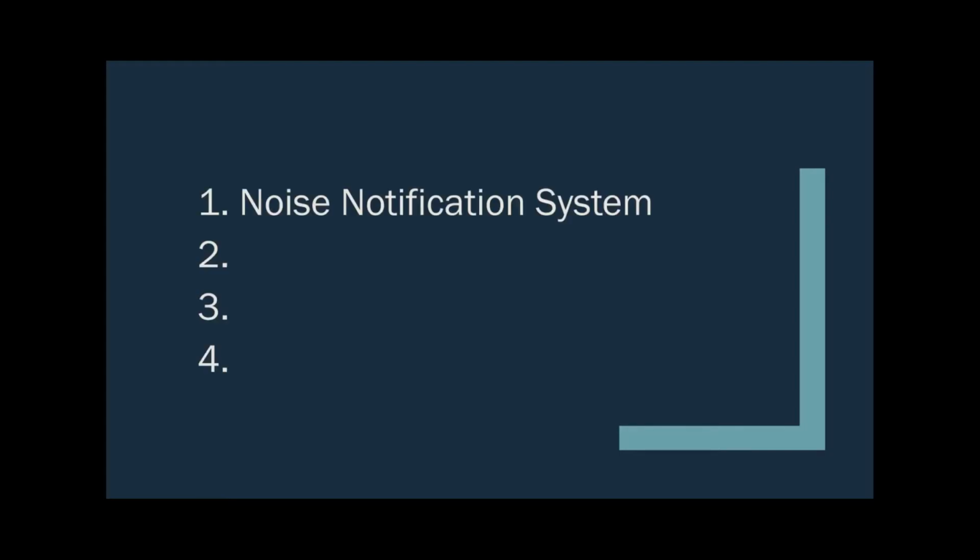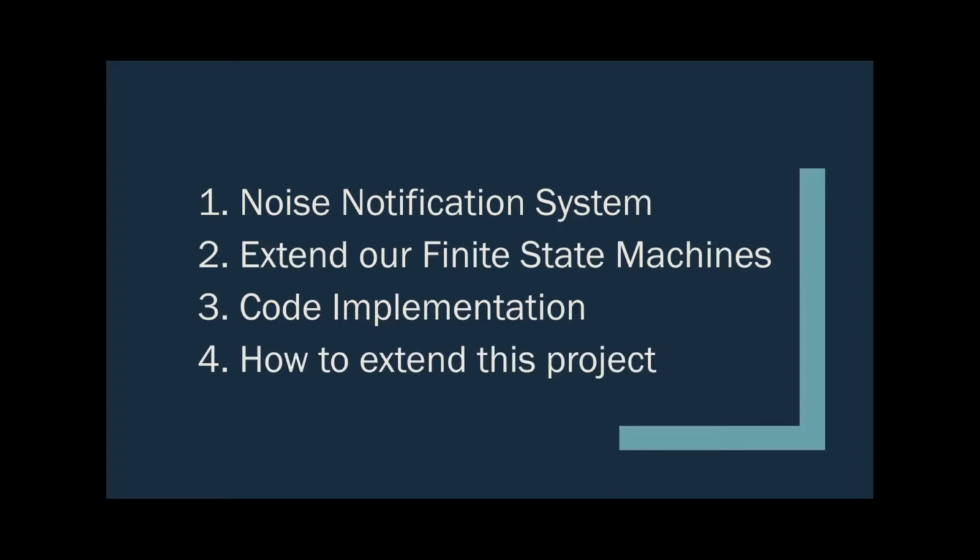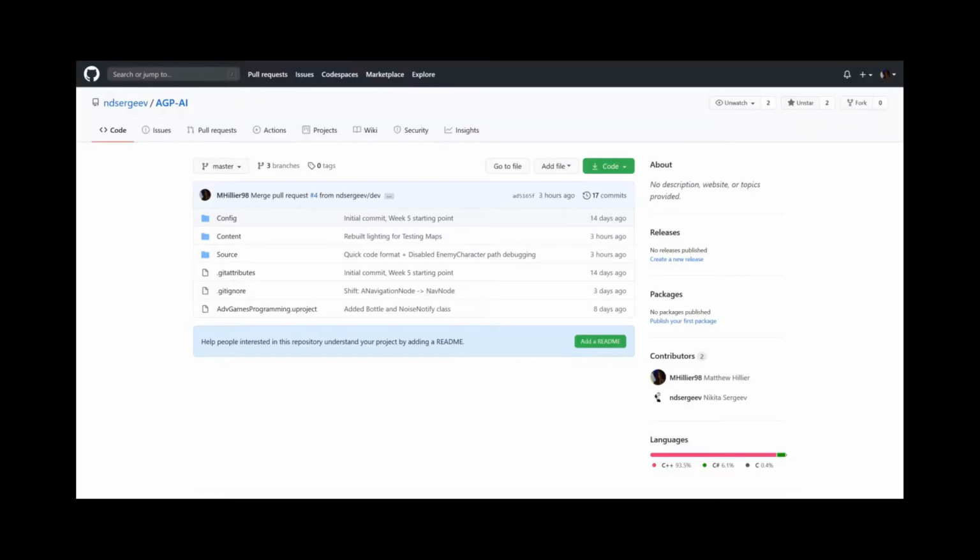There are a few main sections to this video. Firstly, we'll have a look at how to architect a noise notification system. Next, I'll show you how we can extend the existing finite state machine to allow the AI to search for the player. Then we'll go over our implemented code. And to finish, we'll have a think about how you can extend this system for your own games. If you are interested in following along with this project, you can view our source code here on GitHub.